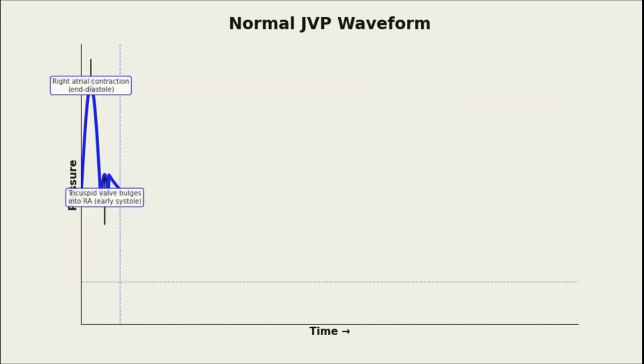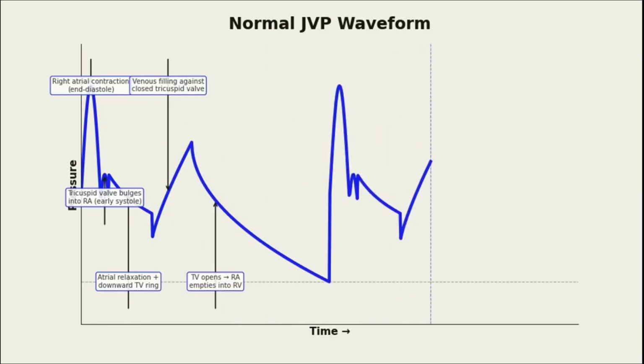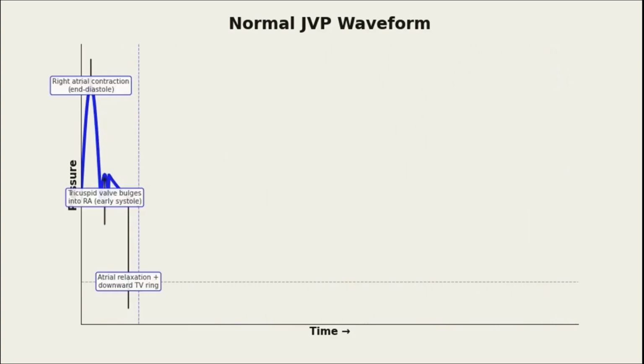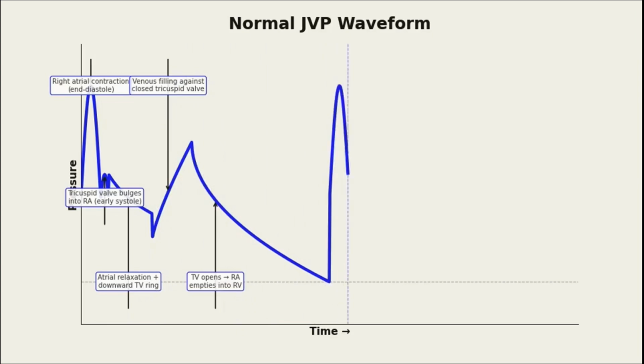After that, the V wave, a gradual rise as venous blood fills the right atrium against a closed tricuspid valve. Finally, the Y descent, a sharp drop when the tricuspid valve opens and the right atrium empties into the ventricle. Master this sequence, and you have the foundation for every clinical diagnosis that follows.